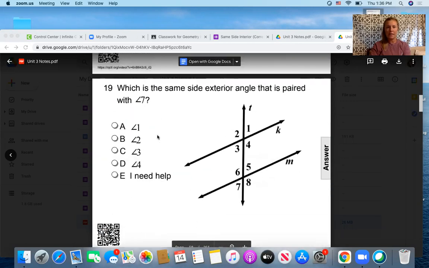Looking at question 19, which one is the same side exterior angle with 7? And 7 is right here. So go ahead and type your answer, and then we'll all send it at the same time. Same side exterior angle with 7.